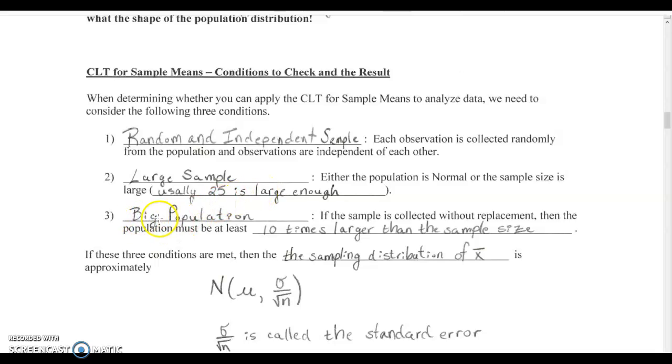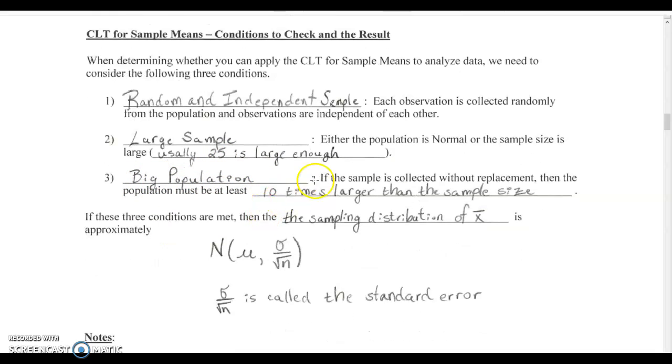Now for a big population, again, that's the same idea. The sample has to be collected without replacement, so we keep independence, and then the population must be at least 10 times larger than the sample size. So that's the same big population requirement there.